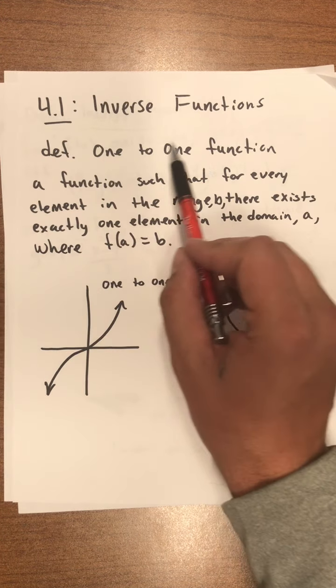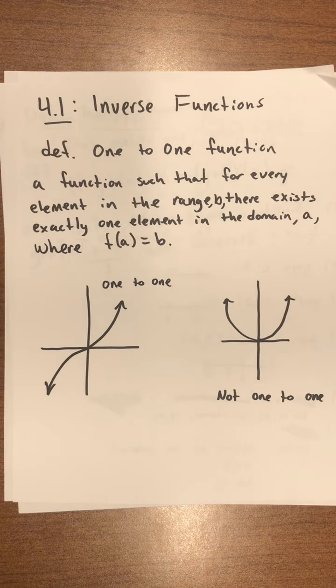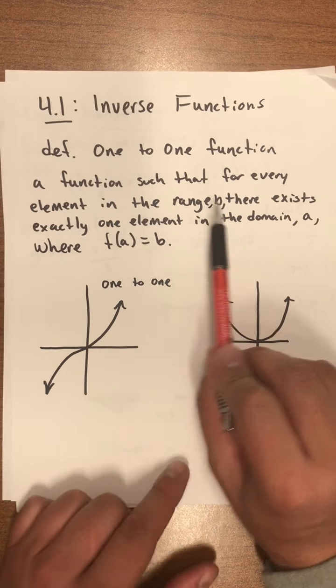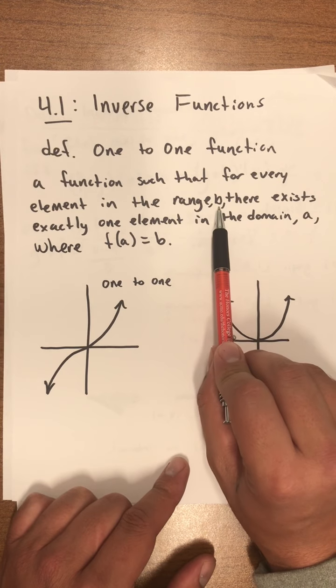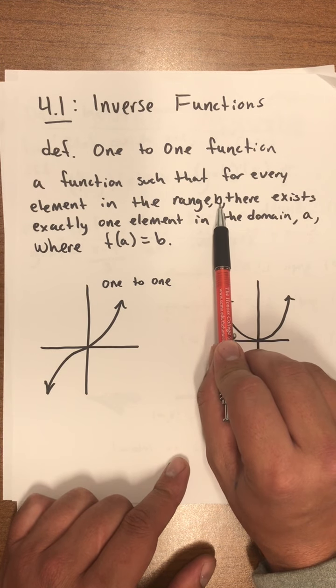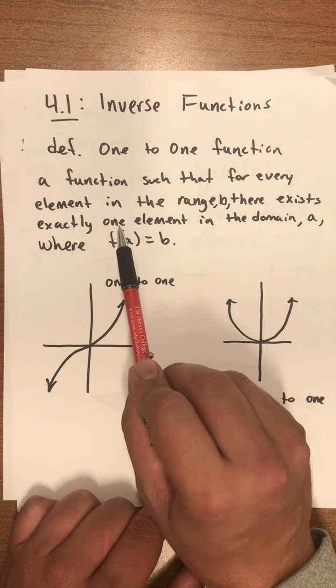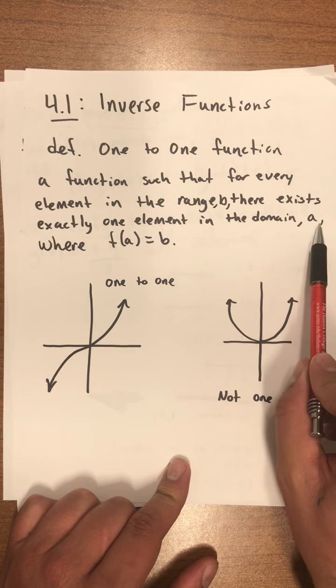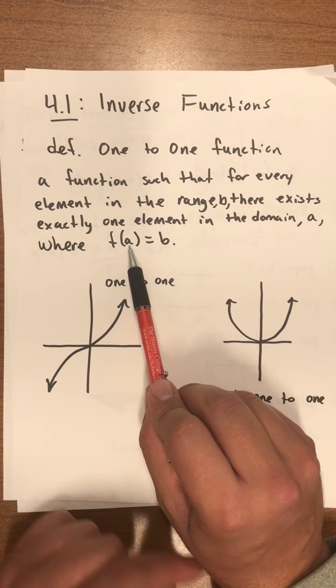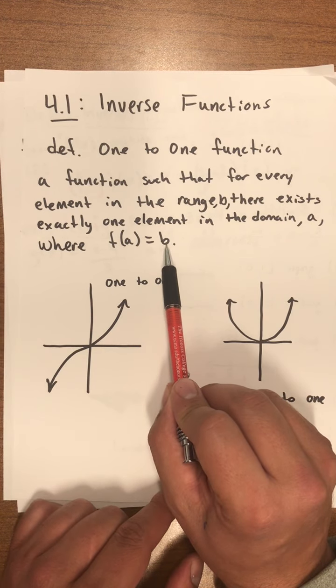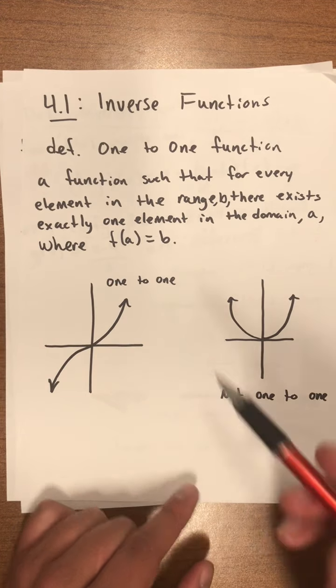A one-to-one function is a function with a special relationship between elements in the range and the elements in the domain. So a one-to-one function is a function such that for every element in the range, so we're thinking of a y value, there exists exactly one element in the domain such that we plug in the element in the domain, we get the element in the range. So that's a one-to-one function.